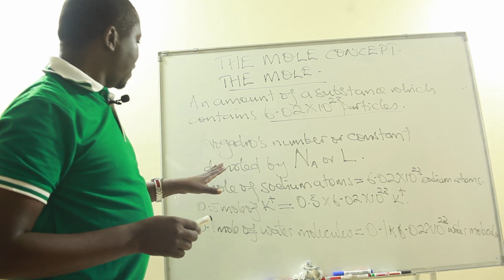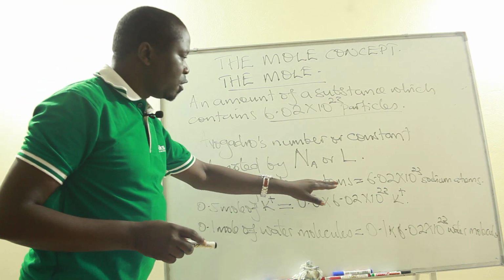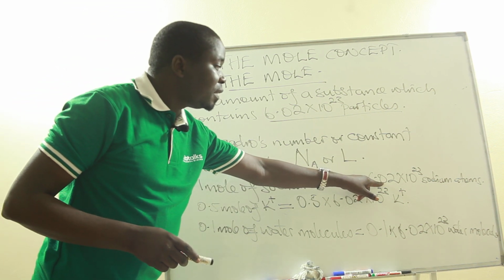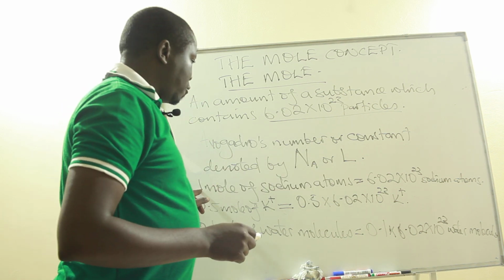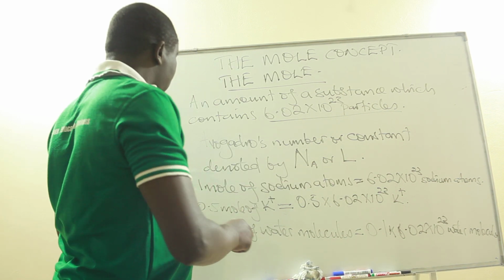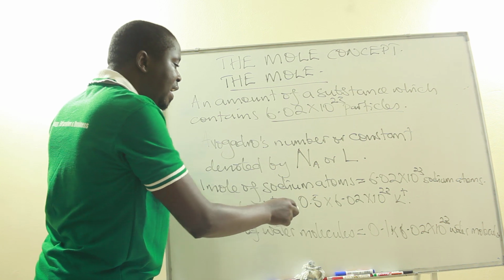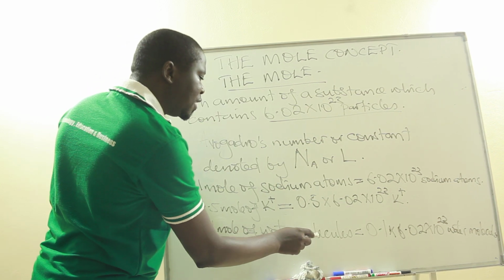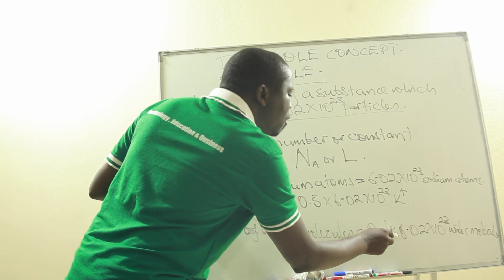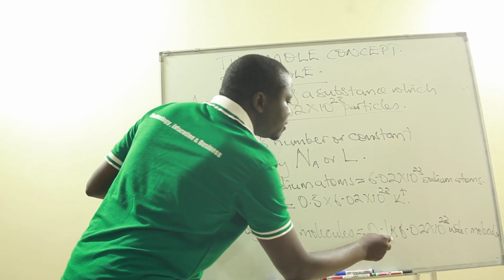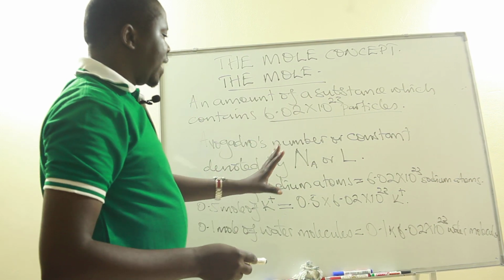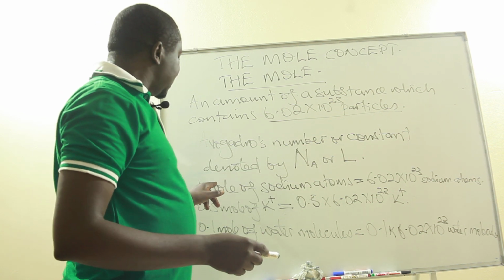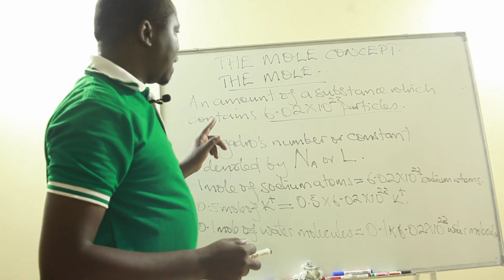So as we have seen, 1 mole of sodium atoms consists of this. Of course, times 1, this is exactly 1 mole. When I talk of half a mole of potassium ions, it will be half of this number. If it is 0.1 mole of water molecules, it will be 0.1 of the Avogadro's number. So that is how we can get the number of particles in some number of moles of substances.